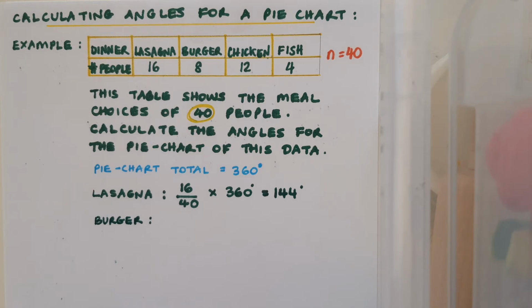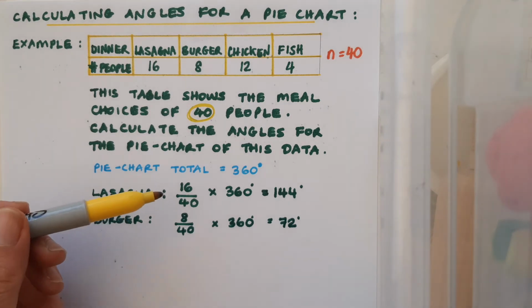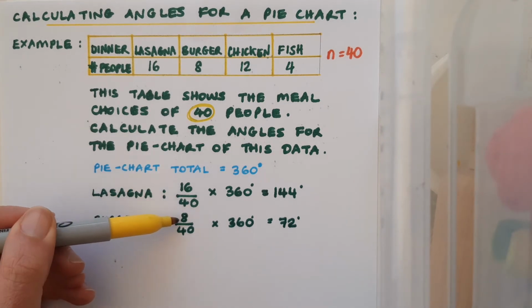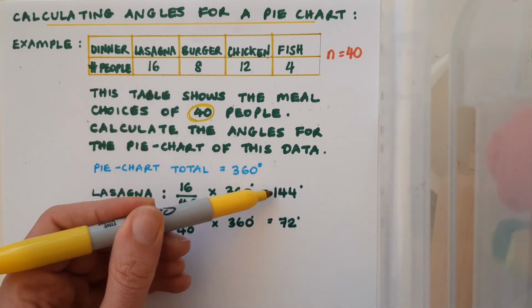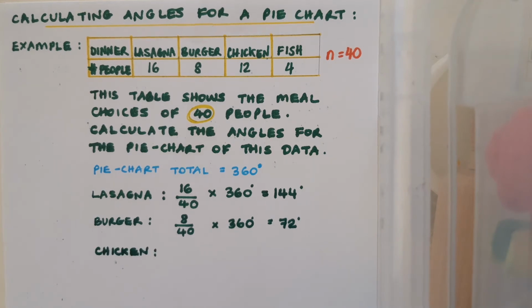Okay, so burger has a value of 8. There were 8 people who chose it. So I put 8 over 40 and I times it by 360. And this time I get 72 degrees. Just something interesting here to note: see how 16 is twice as big as 8? 144 is twice as big as 72. So there are relationships sometimes within the numbers themselves as well.